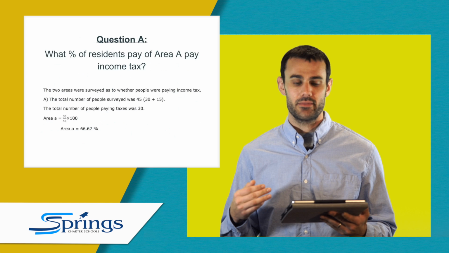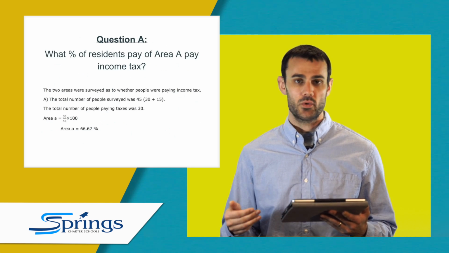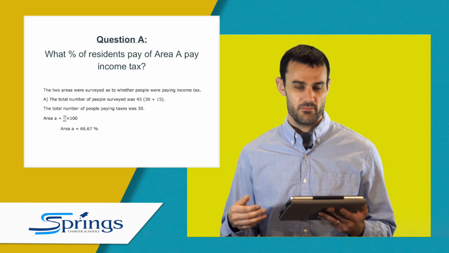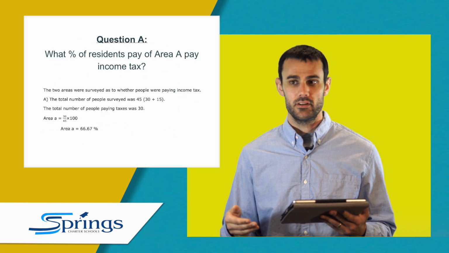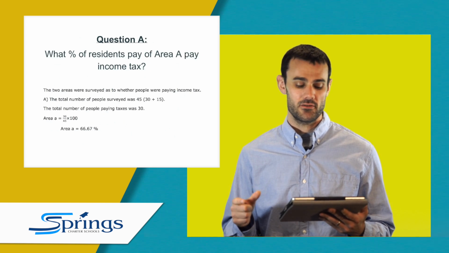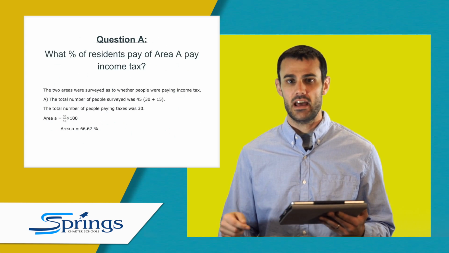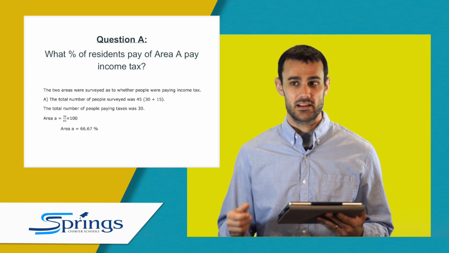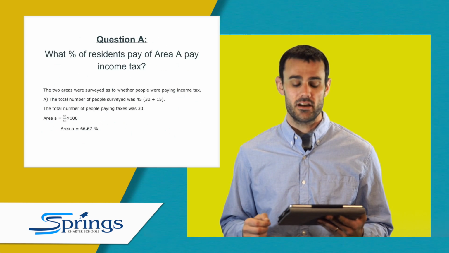Now 30 divided by 45 times 100 gives us 66.67%. Basically, 2/3 of people in this area of a specific town or state are paying their income tax. Now the people who aren't paying income tax are going to have a difficult time when tax season comes around, as they're going to be fined for not paying their taxes.